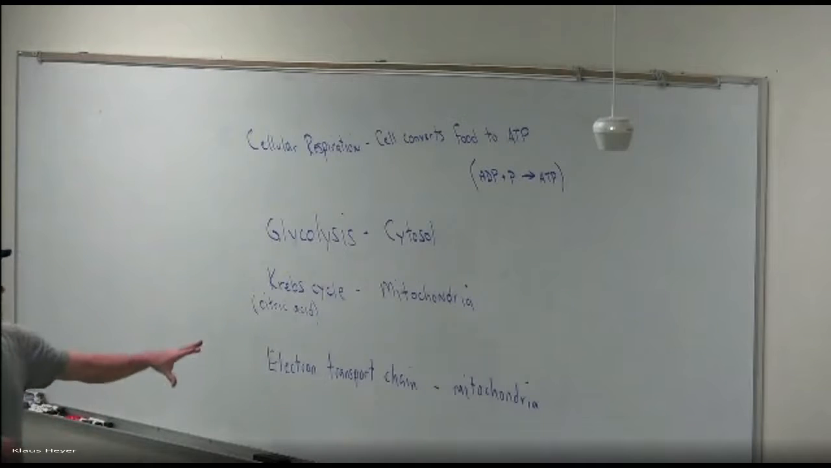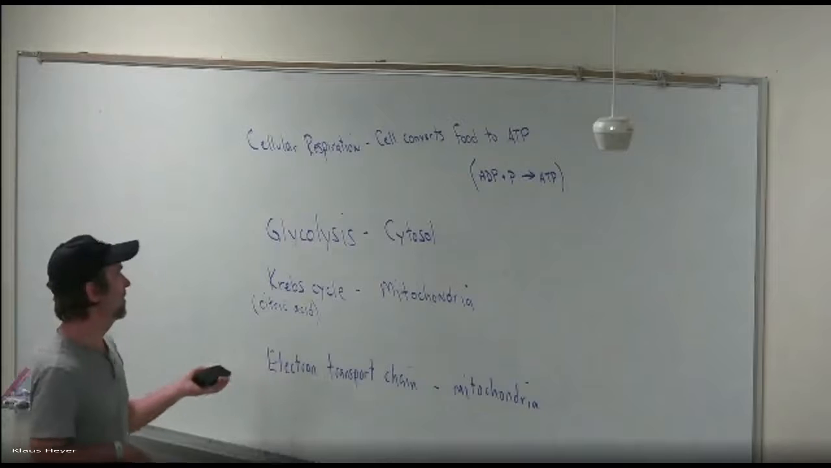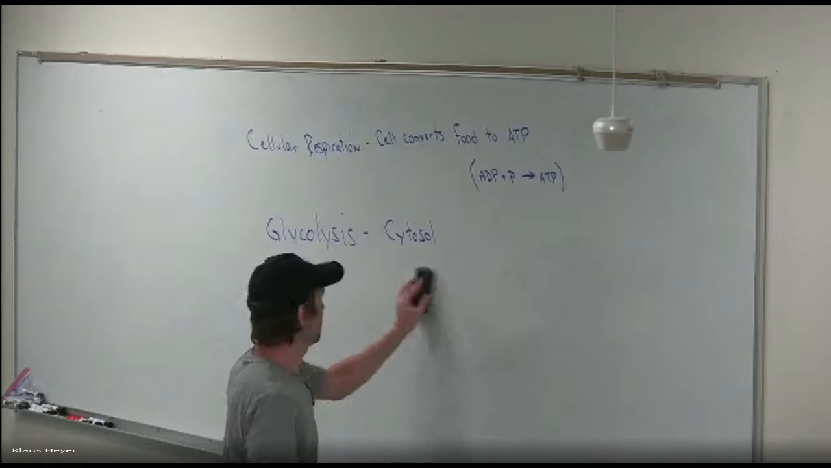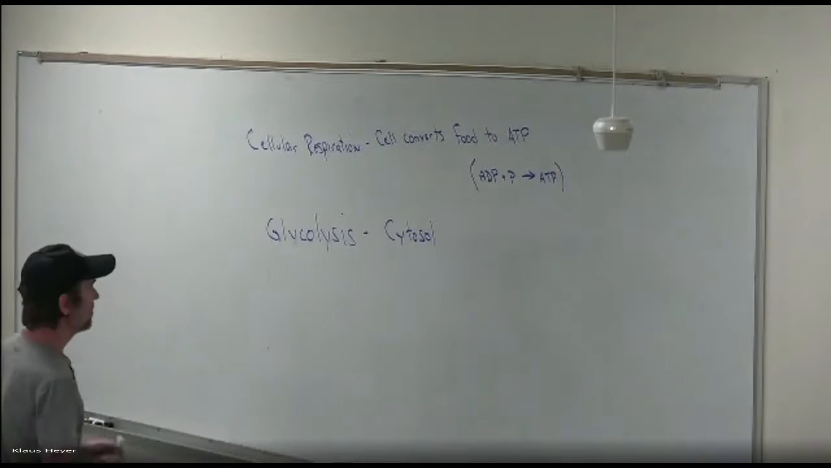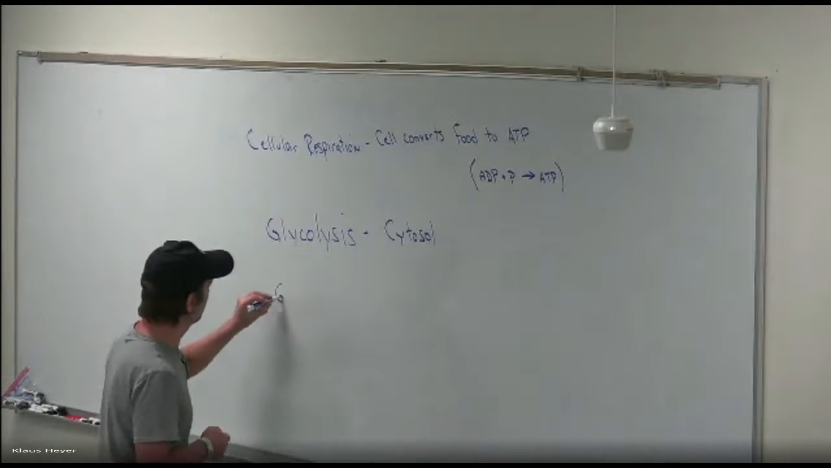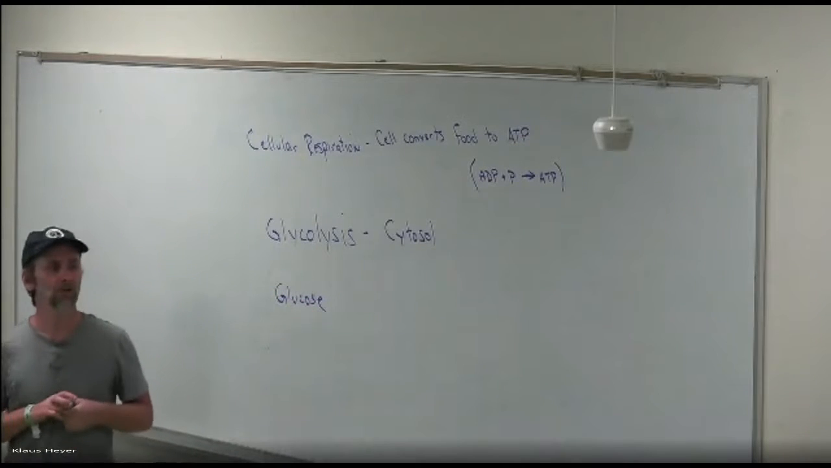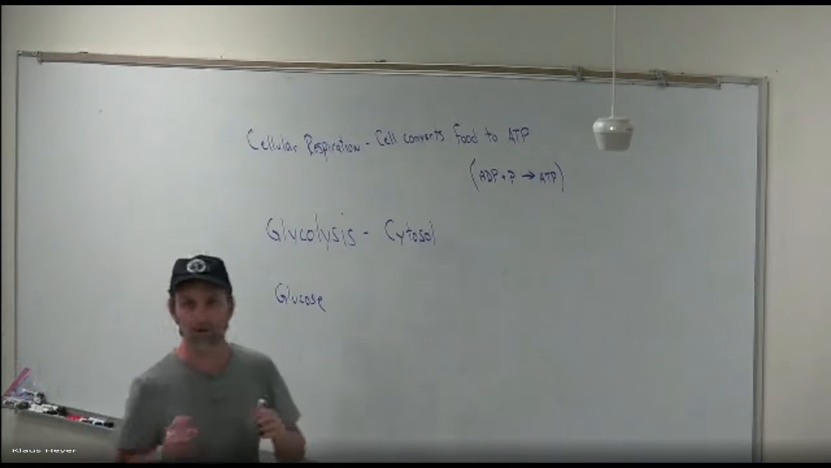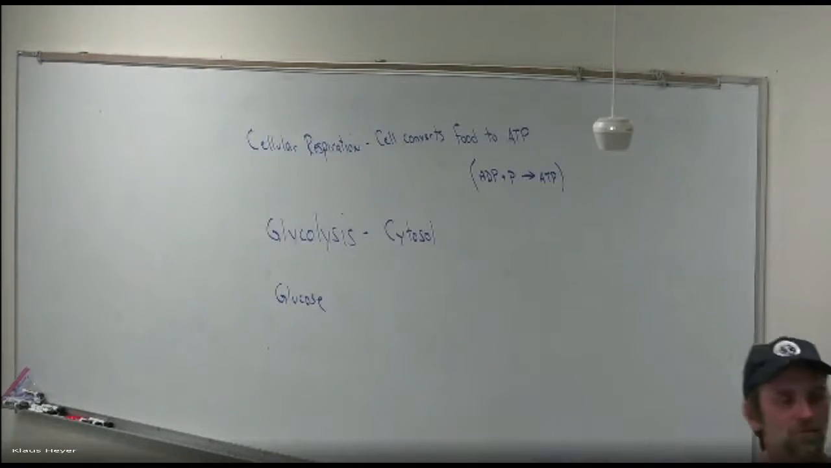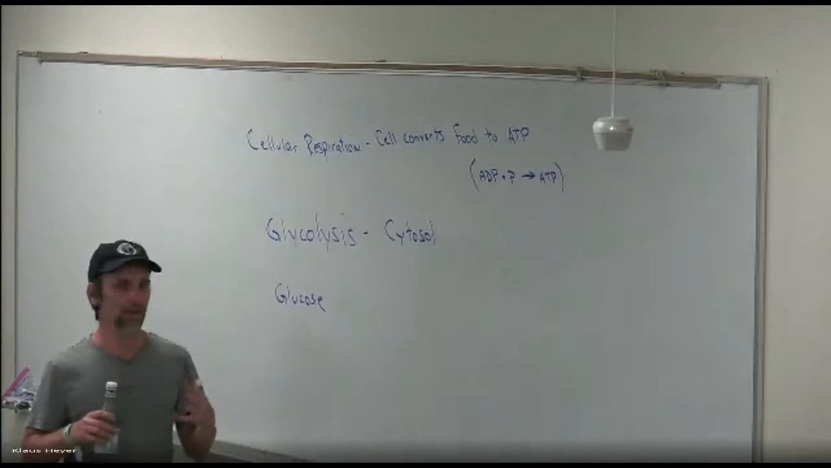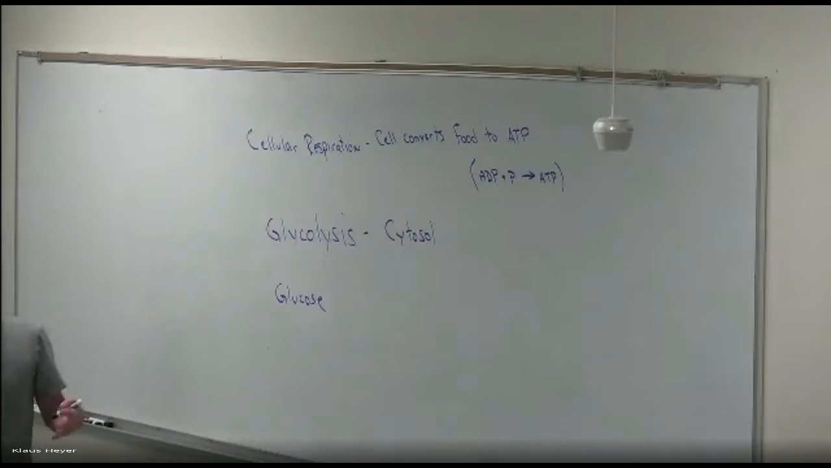So let me erase this and let me start with glycolysis. Glycolysis is happening in the cytosol. We're starting off with glucose. When we talk about molecules, a good way to measure the molecule is by the number of carbons that it has. It's very common for us to say this molecule has 6 carbons, but this is a 5-carbon molecule or a 3-carbon molecule.